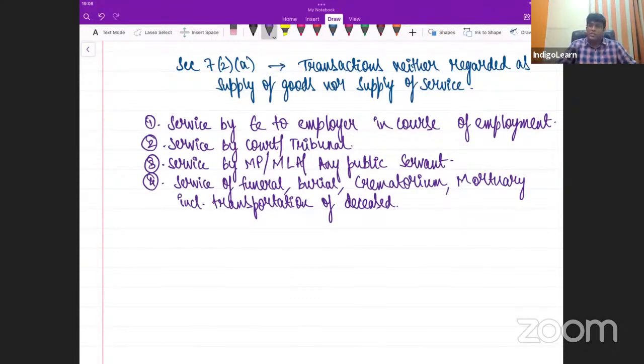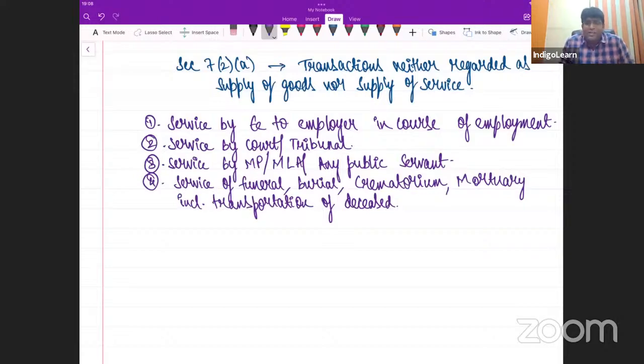So what are the 4 points done? First one, service by employee to employer in the course of employment. Second, service by court or tribunal. Practical example of court is what? High Court, Supreme Court, District Court, all this will come under that. And tribunal, income tax tribunal, GST tribunal, company tribunal, all this will come there. Then service by MPs, MLAs, or any public servant.